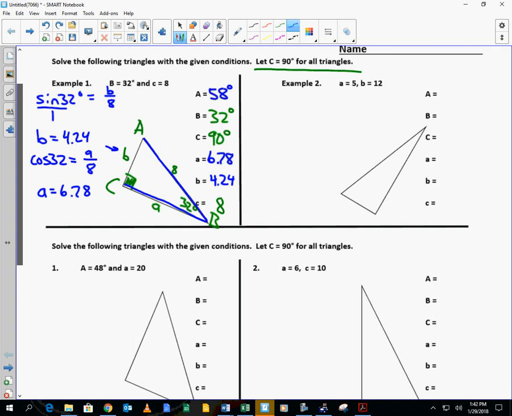Let's try our last example, and this is a different example. We have angle C is 90 degrees, always. Side A is 5, side B is 12. Thank you, Grace. C is 13. She is the master of Pythagorean triples. Yes, Rowan.